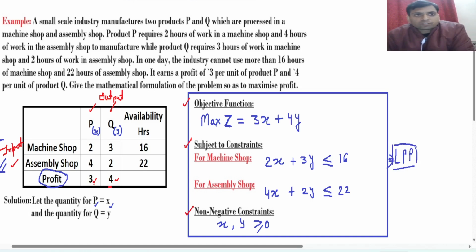So I hope you understand this concept. So in the next part we will discuss how to solve these problems. This means how we will find the value of x and the value of y.